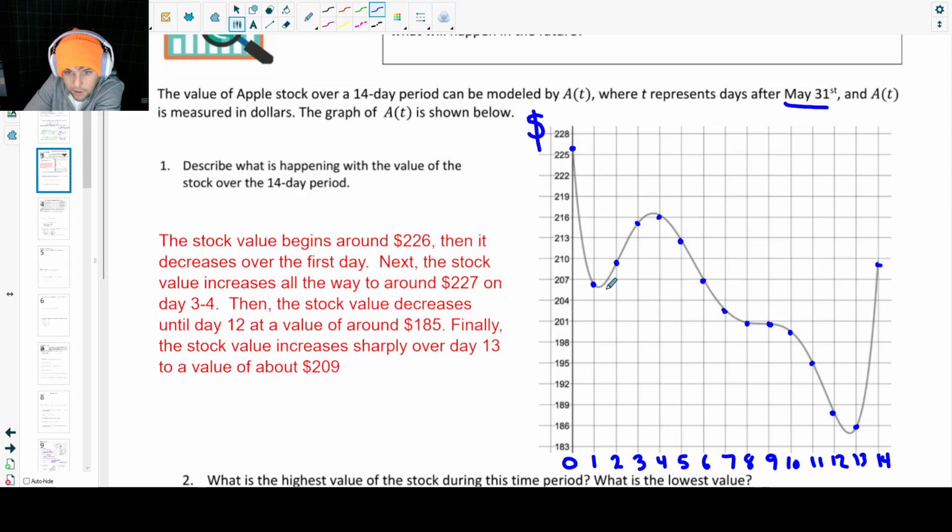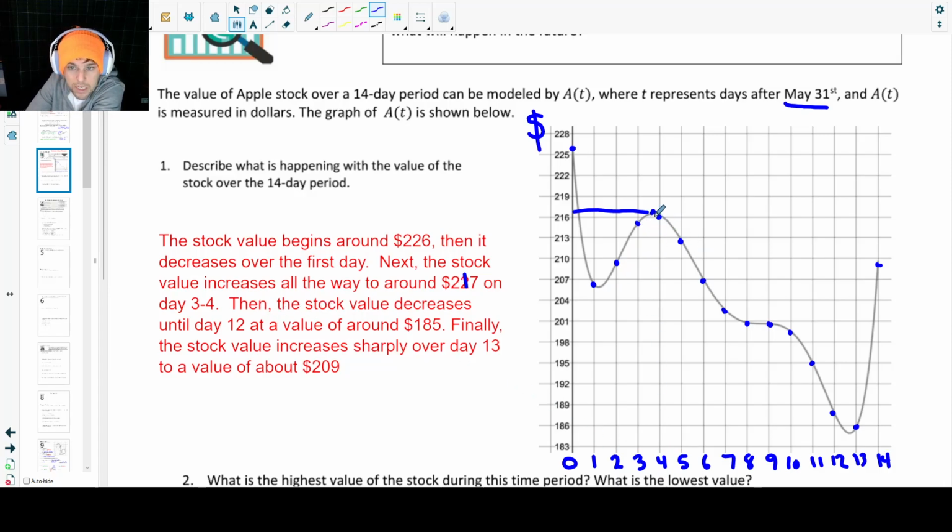So after it decreases in the first day, it increases all the way to around $227. I guess that wouldn't be correct. That wouldn't be $227. I think that would be 217. Yeah, right around here would be about 217, just a little bit over 216. And that happens somewhere between day 3 and 4. And yeah, that's where we're seeing that.